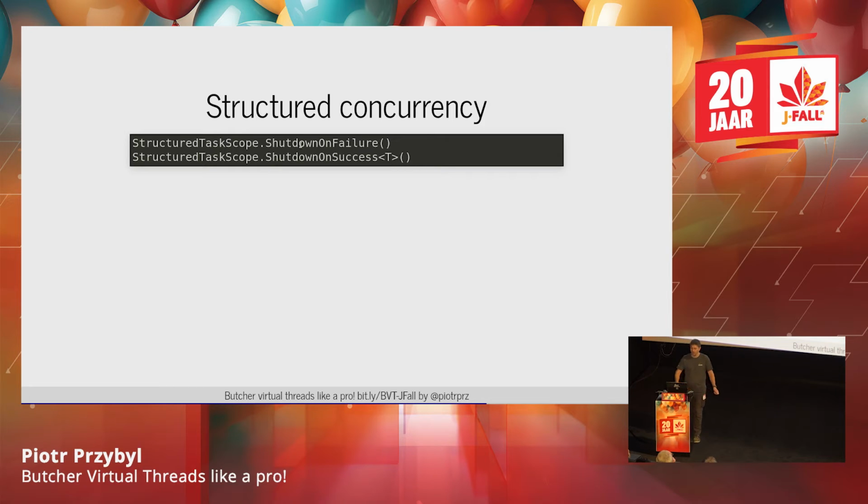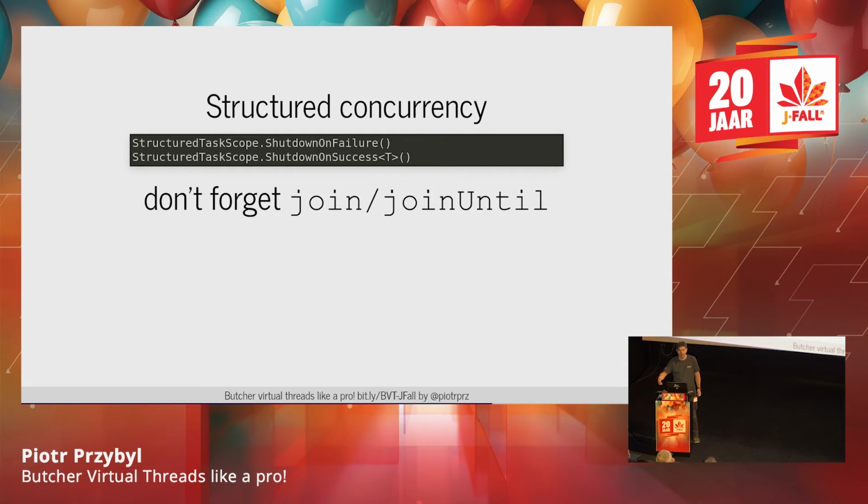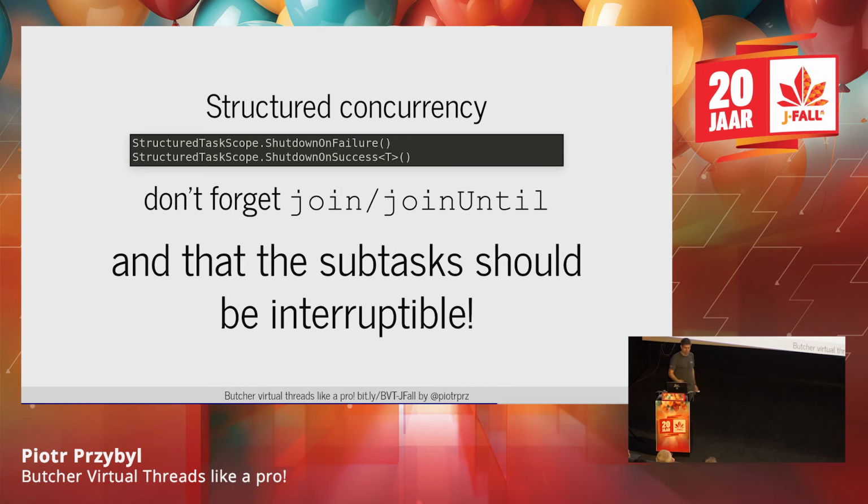We can also have this shutdown on success. So whenever we get just one successful return, meaning no exception, the whole thing can shut down. But the principle of being interrupted still applies. Don't forget about this join and joinUntil, and that the subtasks should be interruptible, okay? Because if they are not interruptible, you're canceling the whole benefits of cancellation.